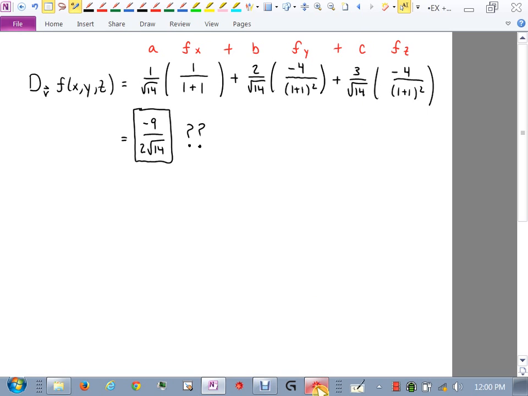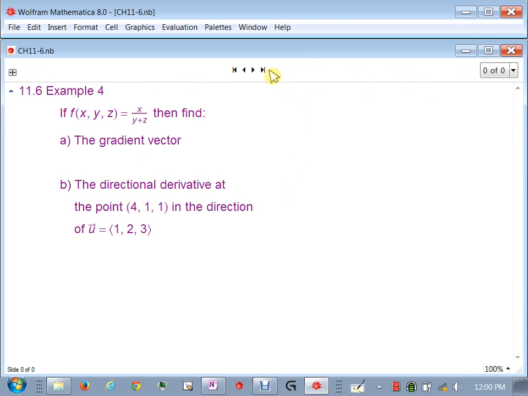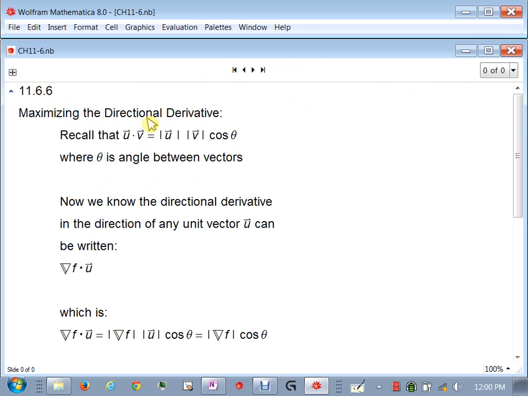Yeah. You got to remember the quotient rule and things like that. Okay, so where do we go with this now? Well, one of the great things about the directional derivative is we can start talking about when the directional derivative is the greatest it can ever be. This actually turns out to be really amazing, I think.